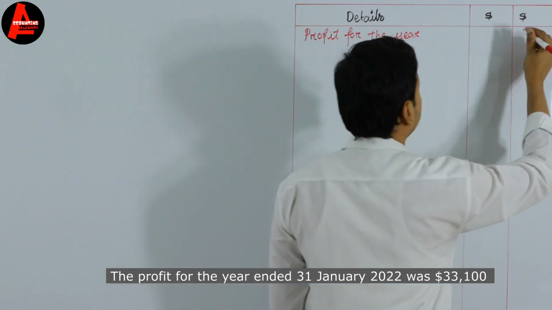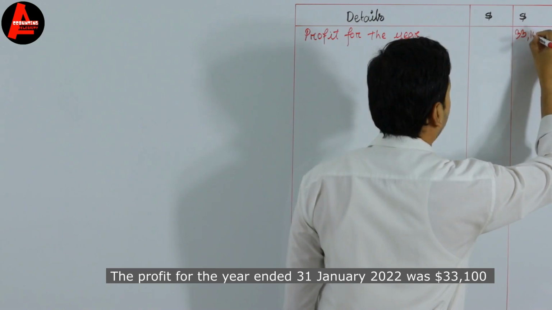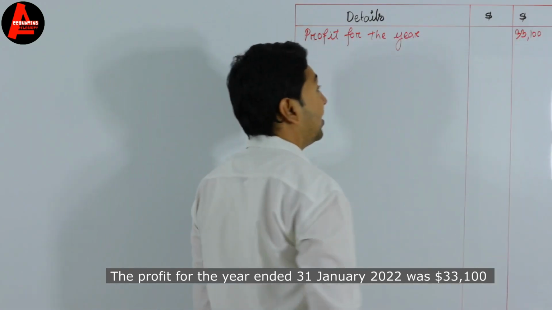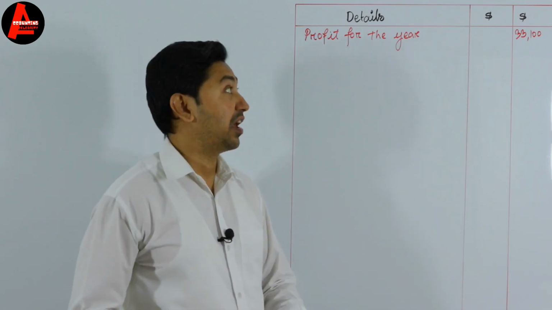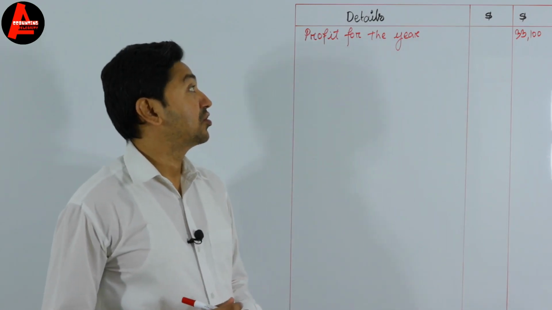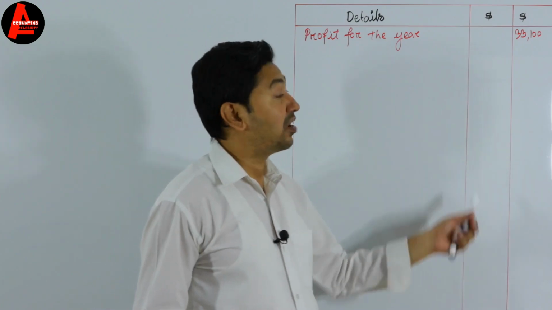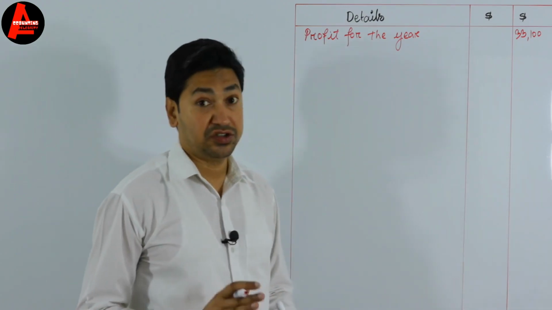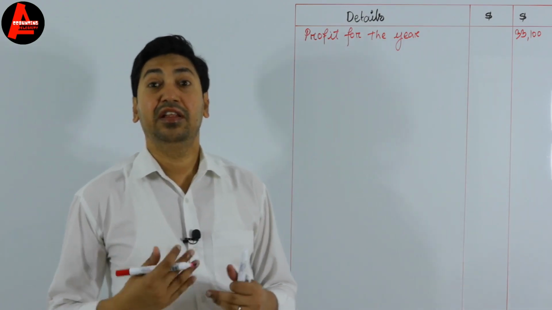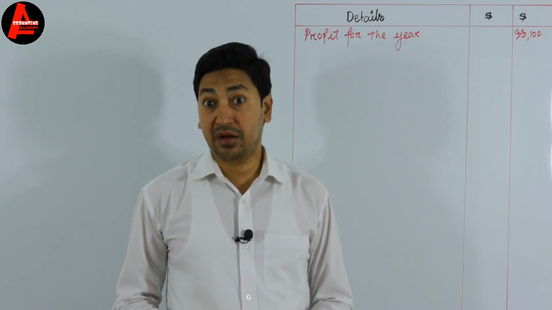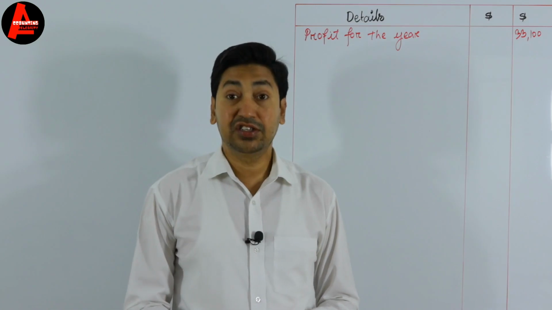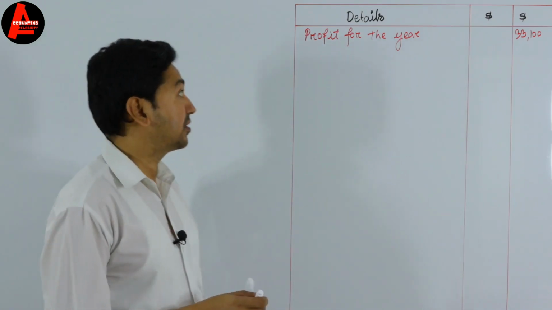So we will write here $33,100. Okay, so here we have $2 column just to facilitate your calculation. Okay, nothing else. So if you want to calculate with one column, it is also fine. Okay, but your calculation should be clear. Okay, then we will add the incomes for the year. Okay, so let us write add incomes.